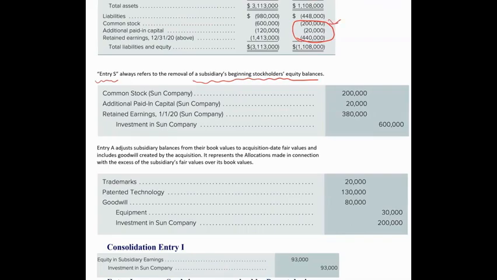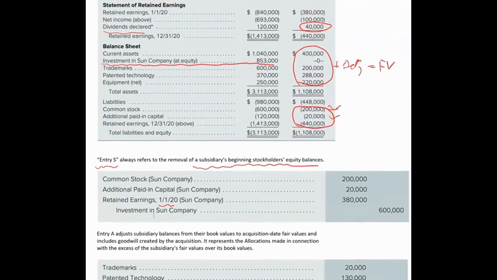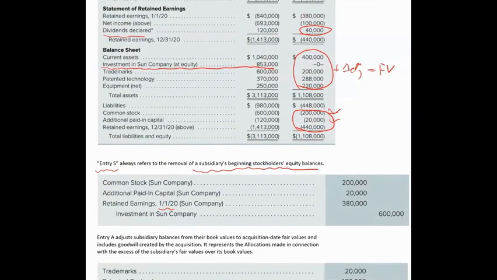Common stock, additional paid-in capital. Well, for retained earnings, we need to remove its beginning balance. So at the beginning of the period, its retained earnings is 380,000. The reason we do not take care of the annual balance is that it's going to be taken care of by the subsidiary's income balance.